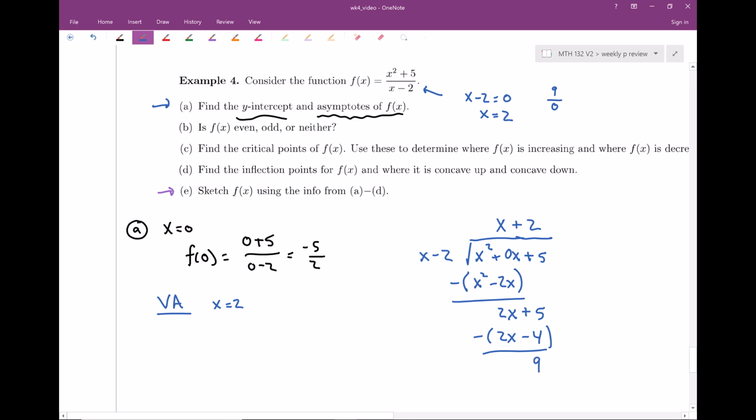And remember, our theorem said that our quotient, our answer right up here, is going to be our slant asymptote. So we do have a slant asymptote, and it's when y is equal to x plus 2. So y is equal to x plus 2.